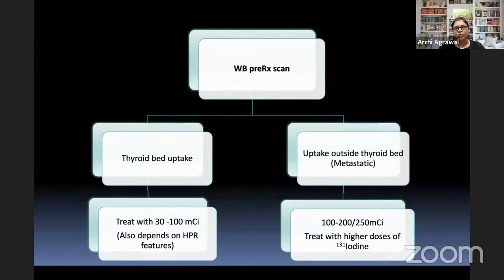If there is uptake outside the thyroid bed, which could be metastatic, that is in the lymph nodes or in the skeletal metastasis or in the lung, then you treat the patient with higher dose depending on what category of metastasis the patient has. So lymph node metastasis, small size lymph nodes could be treated with 100, whereas lung mets would need 200 millicuries, and skeletal metastasis we would treat with 250 millicuries of radioactive iodine.